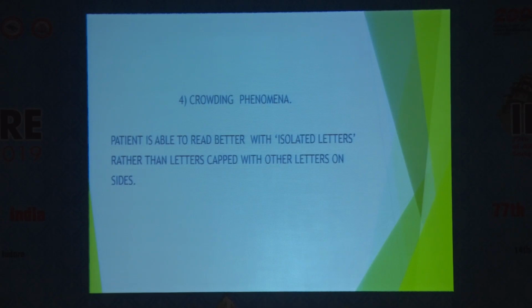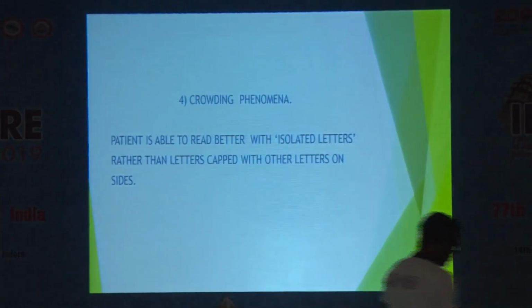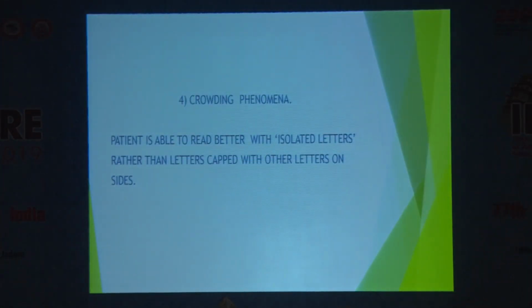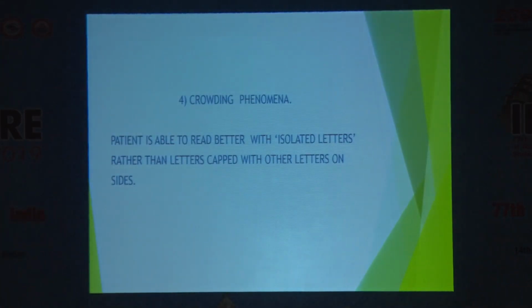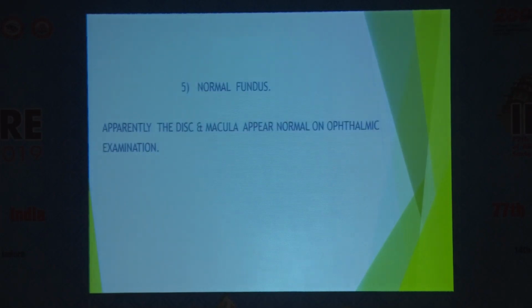Crowding phenomenon, another salient cardinal sign. A patient is able to read a single isolated letter rather than letters flanked with letters on the sides. Because if you tell the patient to read a line, the amblyopic patient will not be able to read a line. If you give him a single letter, he will be able to read it. This is a crowding phenomenon because the cortical cells are not able to distinguish very closely, because the cortical cells nearby have not developed. It's over.